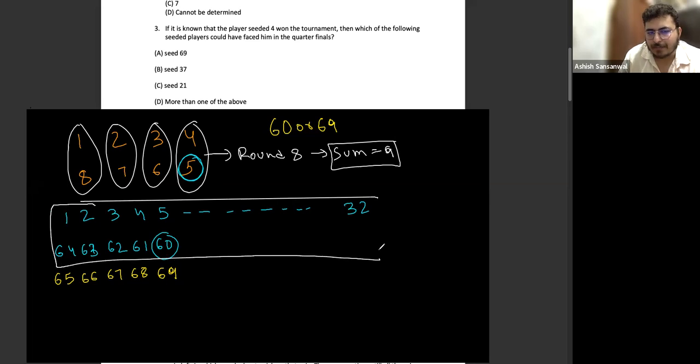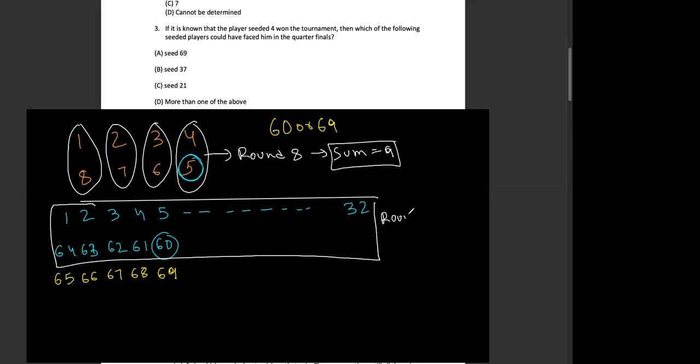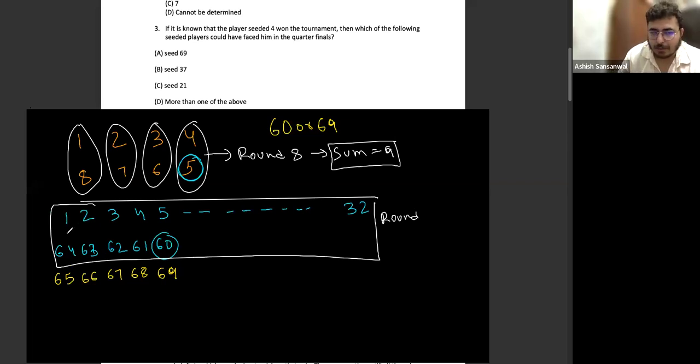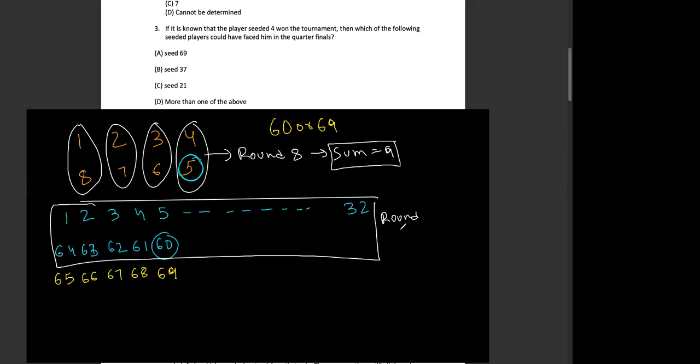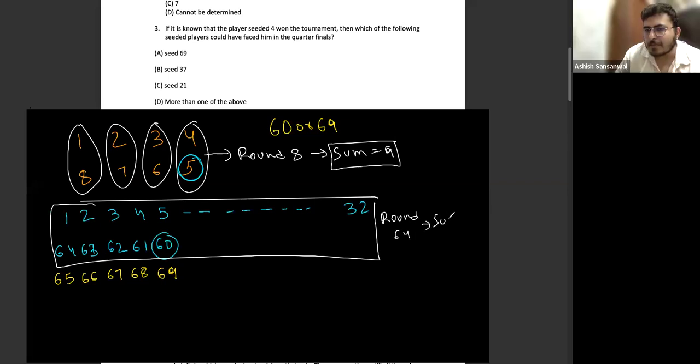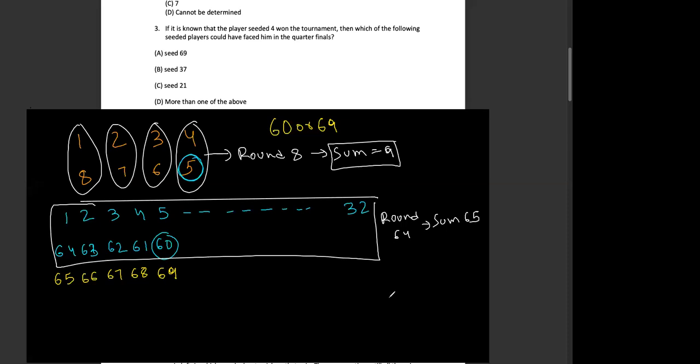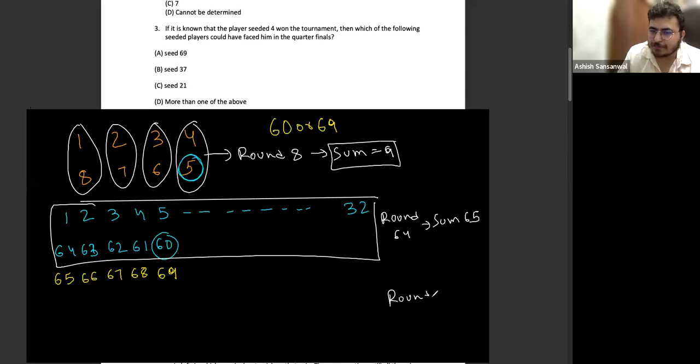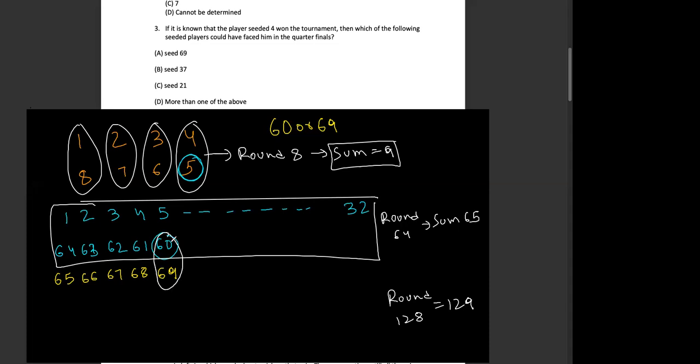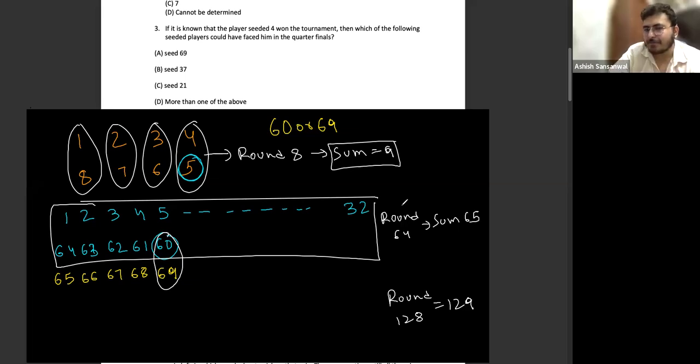Now, in the round of 64, how many teams are there? 64 teams, so 32 matches will be there. So the sum must be 65. Okay, sir. Understood. What will be the sum in the round of 128? 129. Yes. Now it's easier. 60 plus 69 is 129. Yes. 5 plus 60 is 65. Is this clear? Yes. Okay.